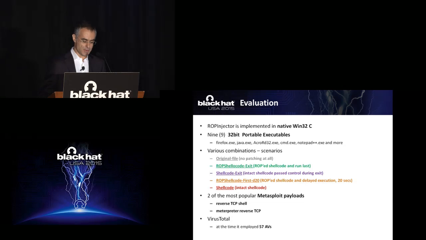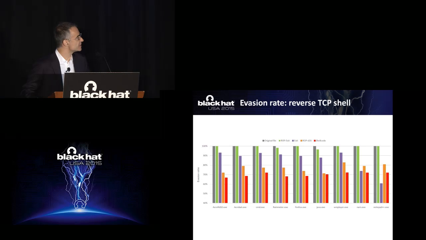Another scenario is the ROP shellcode that is executed first after a delay of 20 seconds, and the shellcode intact. For our evaluation, we have used two very popular Metasploit payloads, the reverse TCP shell and the Meterpreter reverse TCP shell. And we have tested our transformed portable executable on VirusTotal, which includes 57 antiviruses.